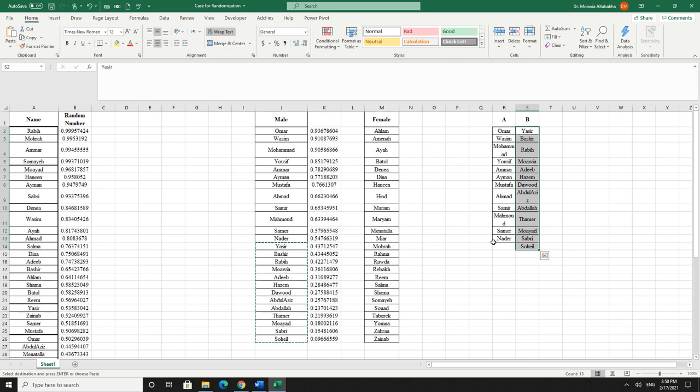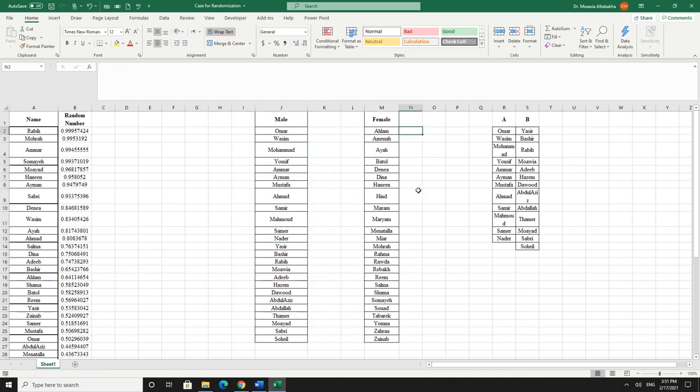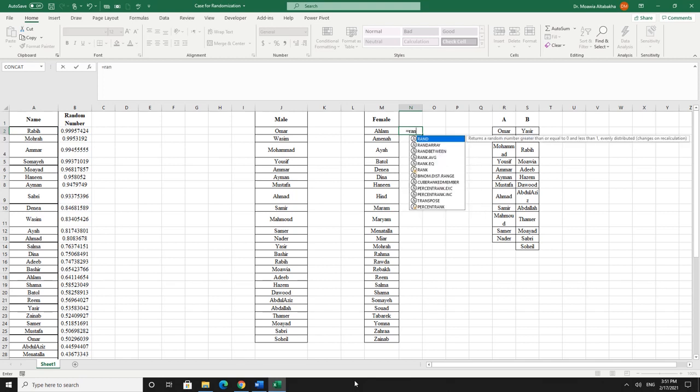Anyway, it should be equal or at least very similar. Okay, it doesn't matter. Now what about female? Again, I will do the same thing for female. I will say equal to rand.